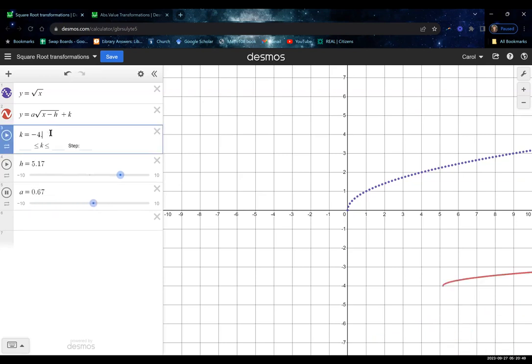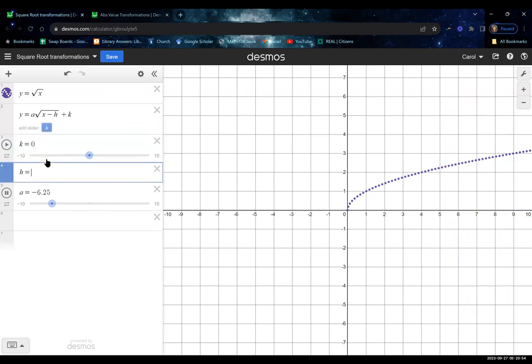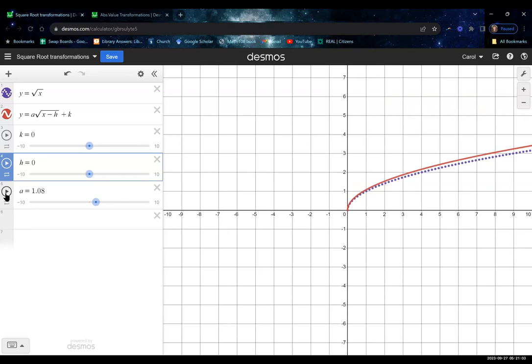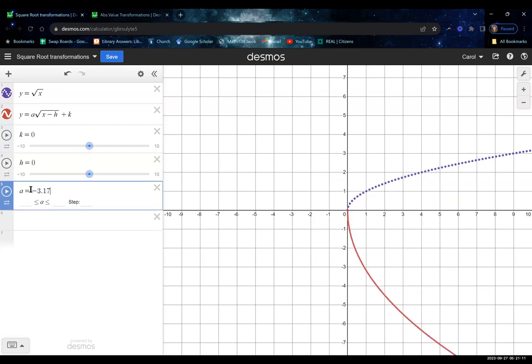Set those back to 0, and let's just look at what A is doing for this one. Okay, so we're still at 0, 0 as our endpoint. Let's go ahead and pause it right there. So bigger than 1 is going to stretch it, vertical stretch still. Less than 1, let's say 0.5. Okay, vertical compression. It's been squished, and negative flips it along. This is also going to be true for exponential, for logarithms. Let's go ahead and head back to the PowerPoint and do a little summary.